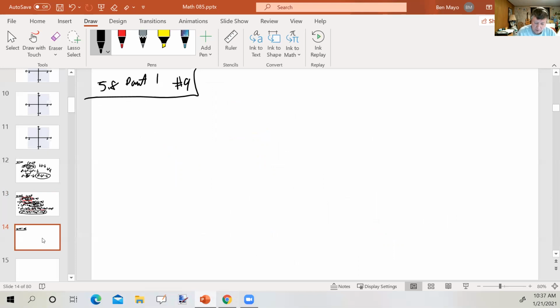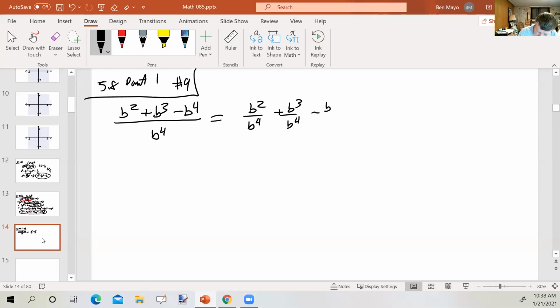by the monomial. And we've got b squared plus b cubed minus b to the 4th power all over b to the 4th power. When we have a polynomial divided by a monomial, we take each term in the numerator and divide it by the denominator. So we're going to split this up into 3 separate terms, 3 separate fractions. Then we're going to come back and simplify each separate fraction.